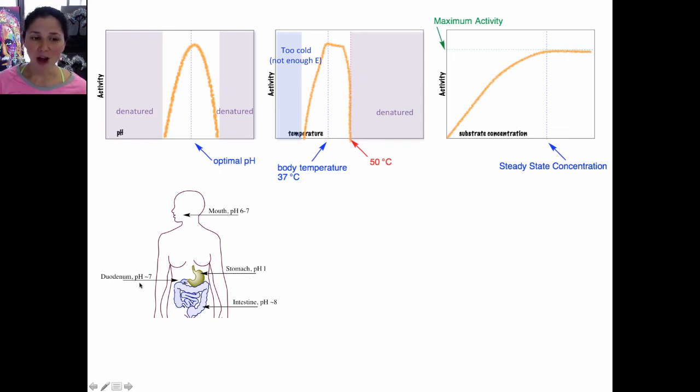The duodenum is also close to neutral. The duodenum is the first few inches of the small intestine. If lactase's optimal pH is around 7, it may also operate in the duodenum. And the intestines usually have a pH around 8. So if lactase has an optimal pH around 8, which is basic, then we would expect that lactase actually digests sugars in the intestine. Using the optimal pH of lactase, we will be able to determine in which areas of the body lactase might be excreted and digest sugars.